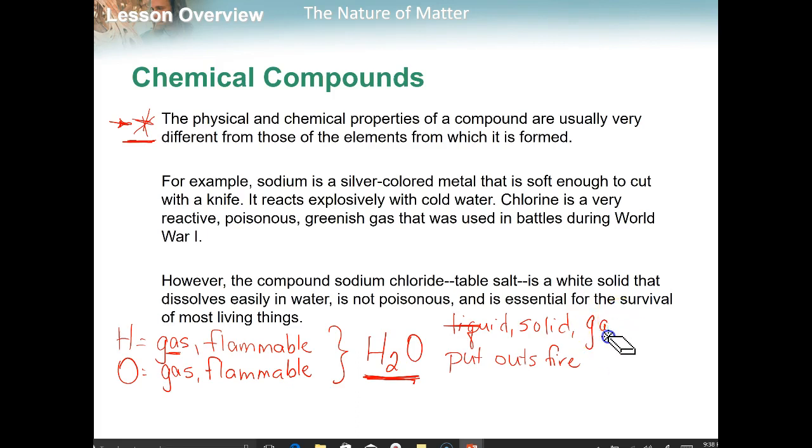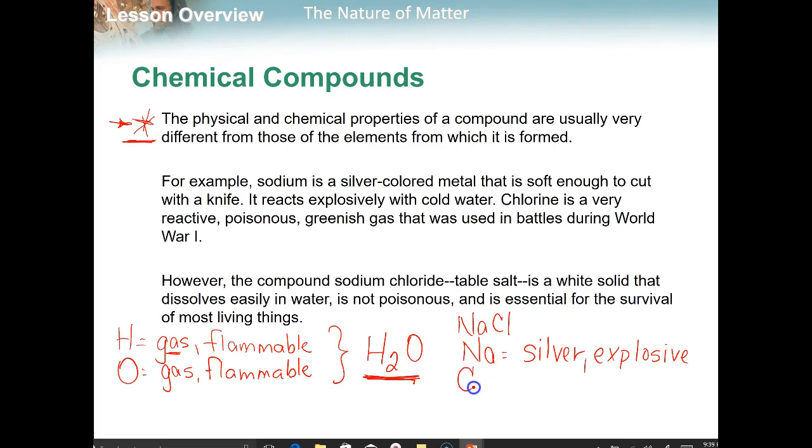Okay, so let's go back. I'm going to erase this because I want to talk about sodium chloride, NaCl. Sodium is silver. So is silver a physical or chemical property? It is a physical property, so you're correct. It's silver, and it's explosive in water, so it's something that you don't want to consume.